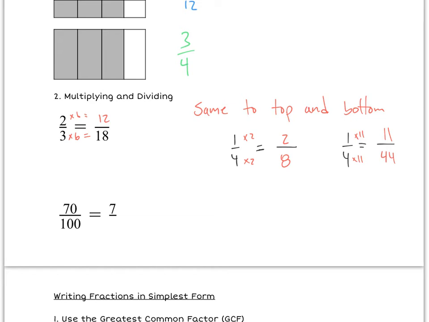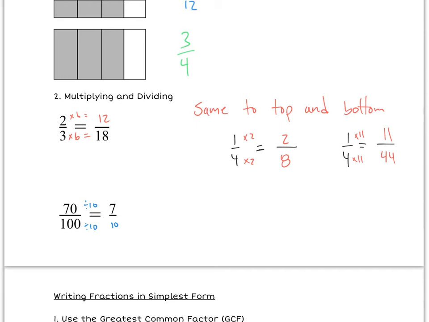The other way is dividing. So if I take 70, what would you divide 70 by to get all the way down to 7? 10. So if we divide by 10 on top and divide by 10 on the bottom, 100 divided by 10 is 10. So we have 7/10. Okay, so that's the other way.